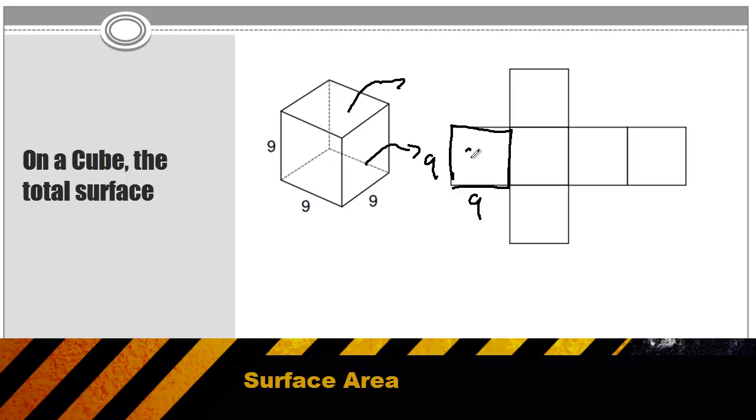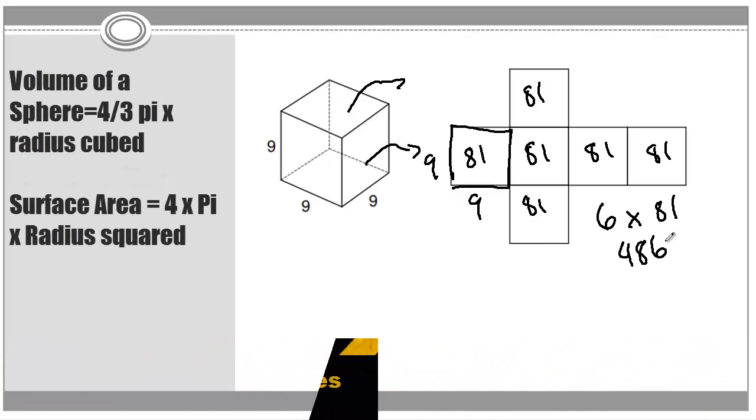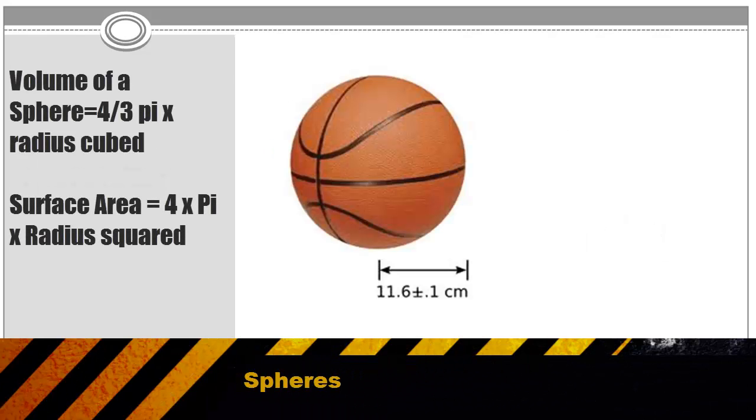so I get a total area of 81, and then I'm going to multiply that by 6 to get the area of all 6 of my squares combined. So my final total surface area is going to be 6 times 81, or 486.